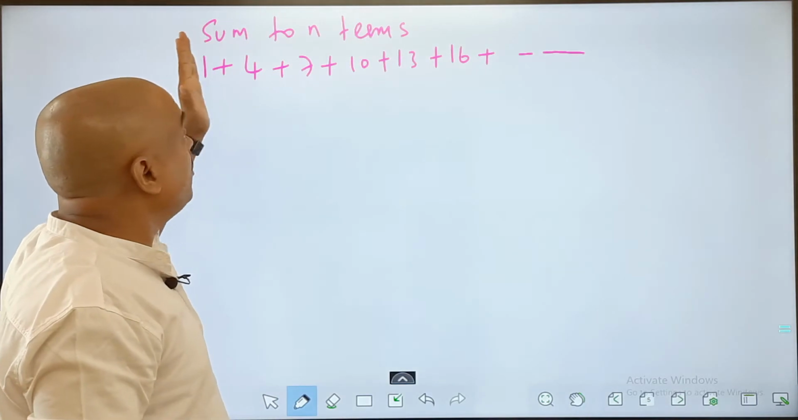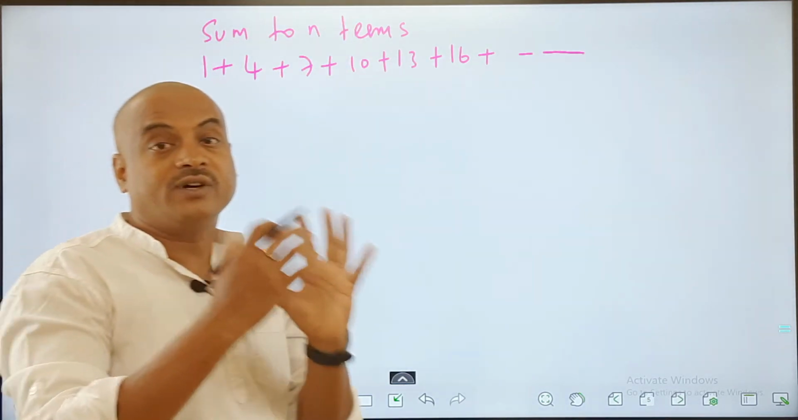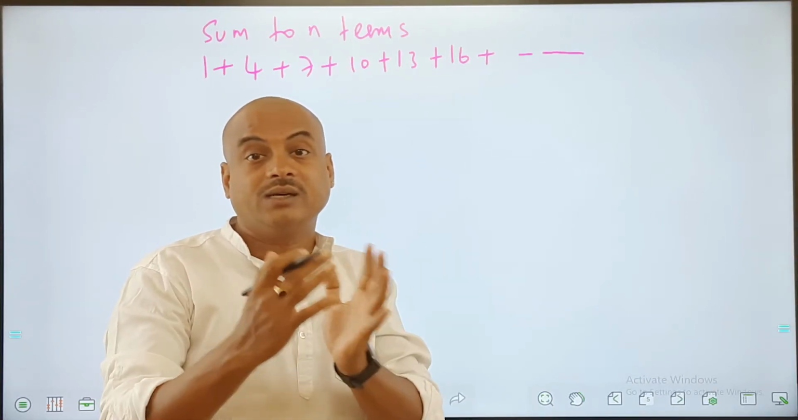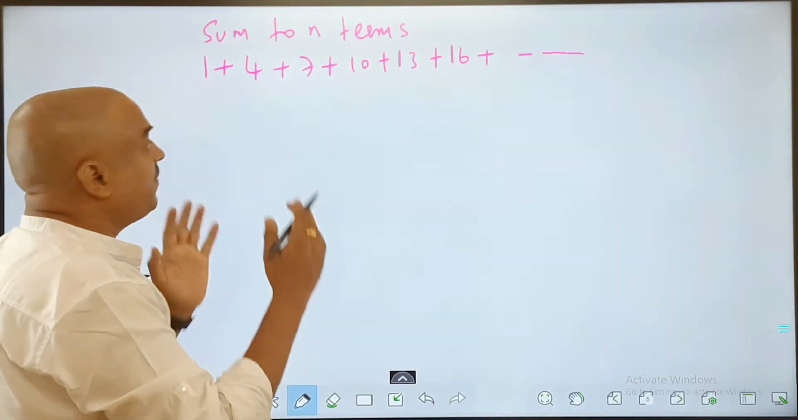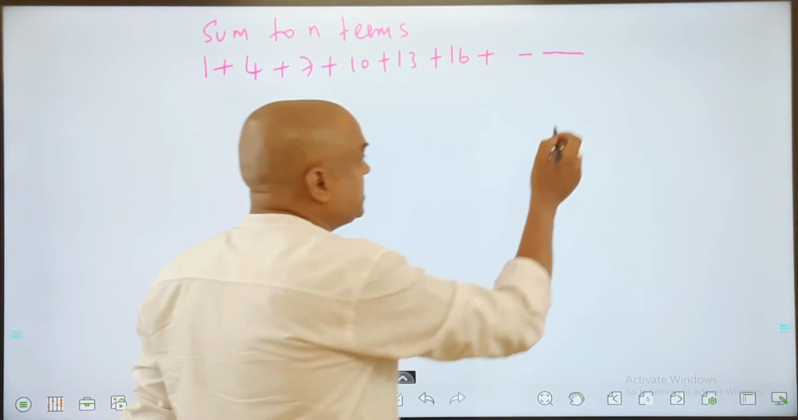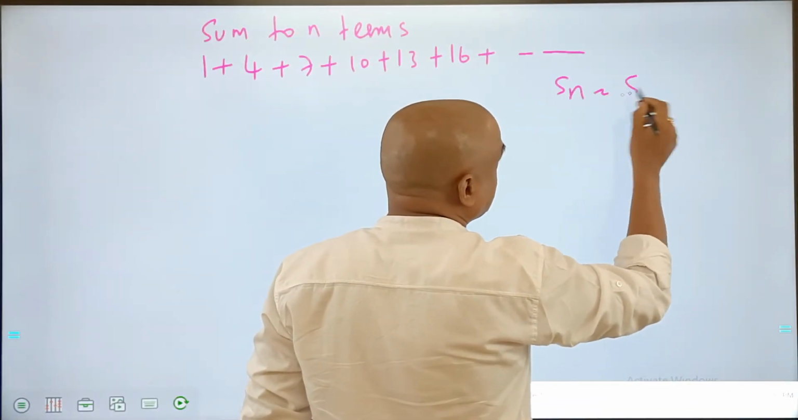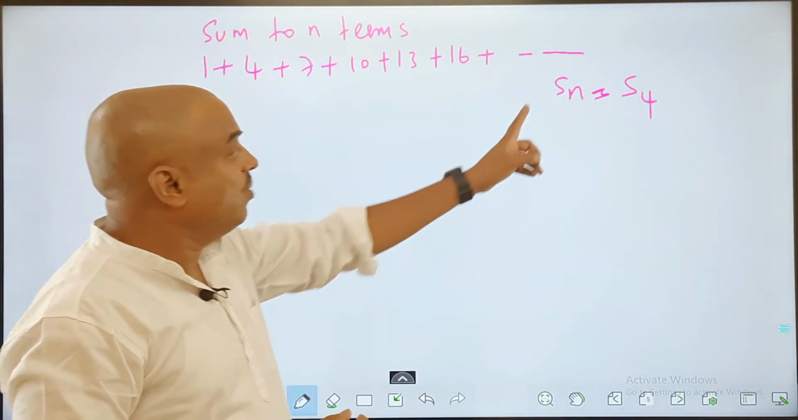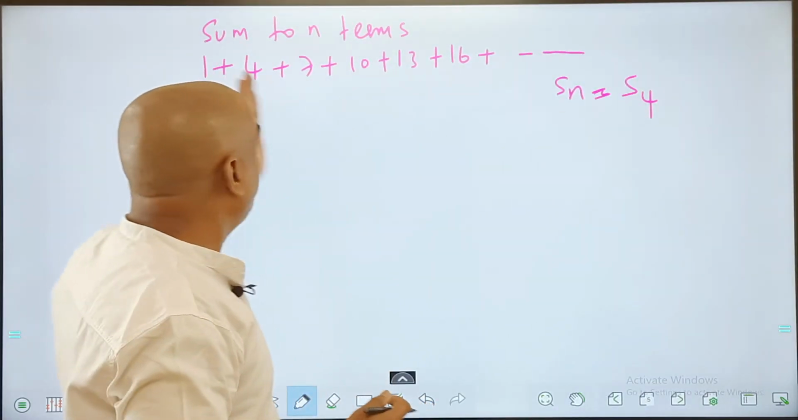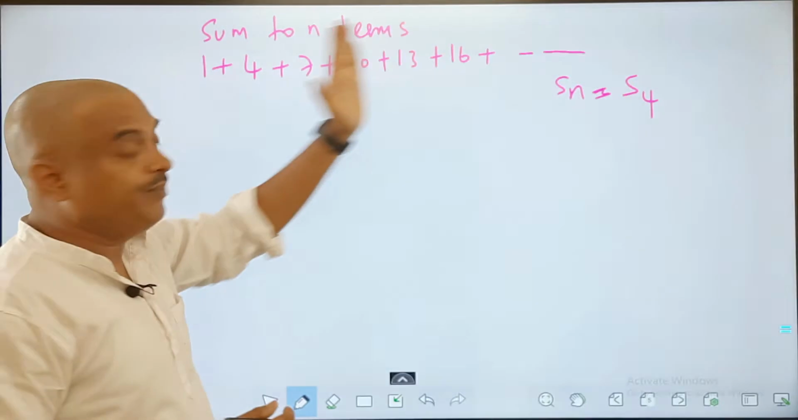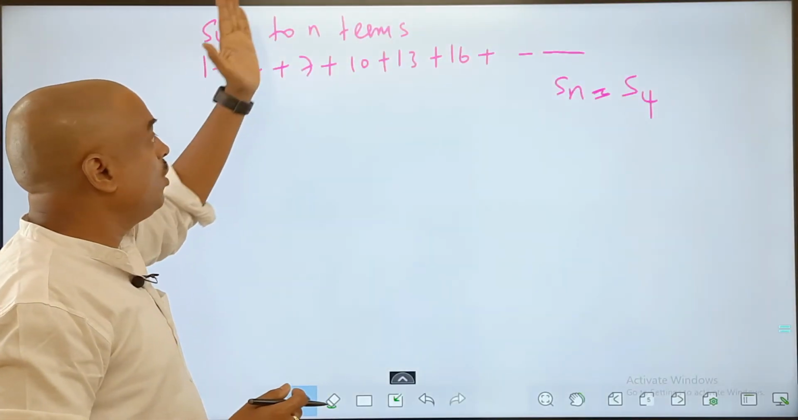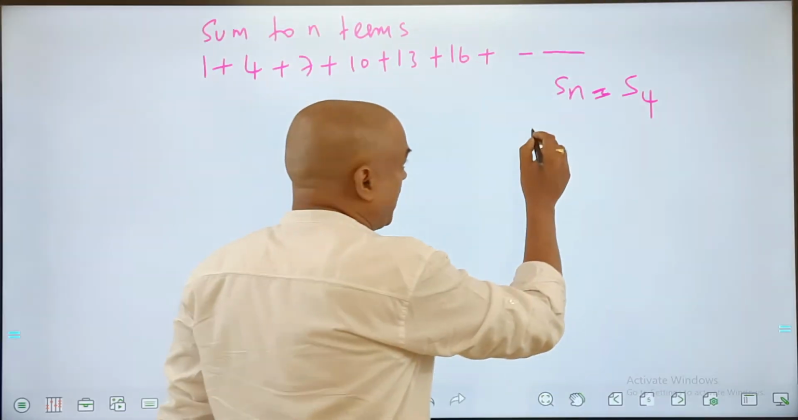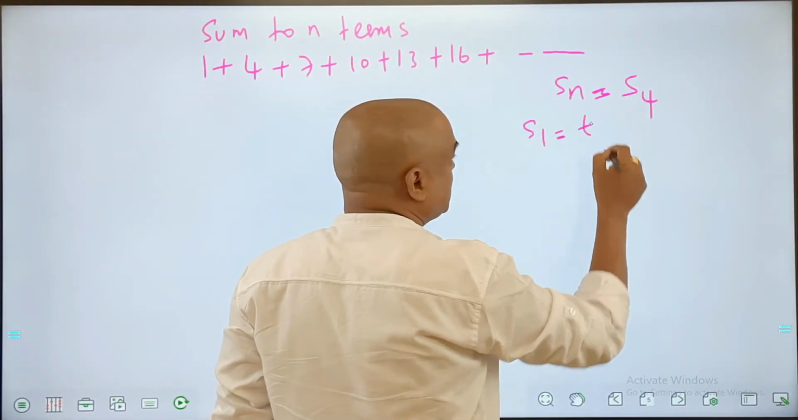Right now, sum to n terms means it is like the sum of the first n natural numbers. Terms, n terms sum. Okay. So if I take Sn as S4, for example, that means the first 4 terms it will add. It will add 1 plus 4 plus 7 plus 10, that is called S4. So what is S1, for example? It is just term 1.